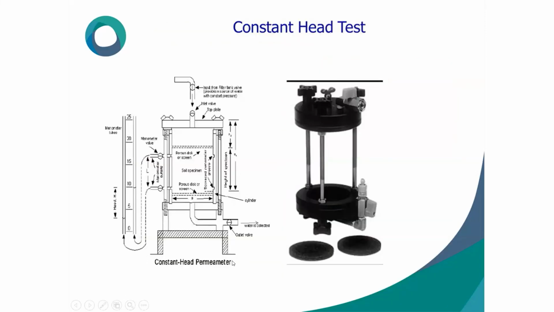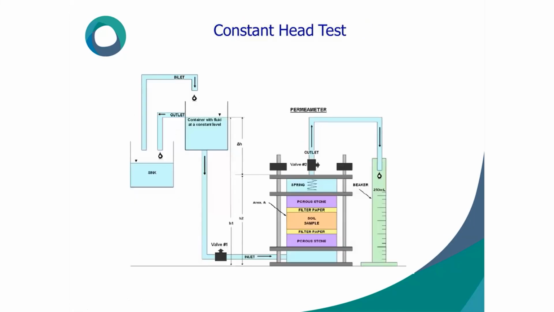This is the component of the constant head. When you are putting it together, you will have filter paper, soil sample, filter paper, porous stone. This is the spring. This is the jar, beaker, constant head and tap.